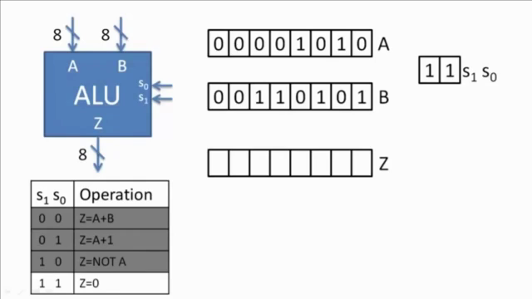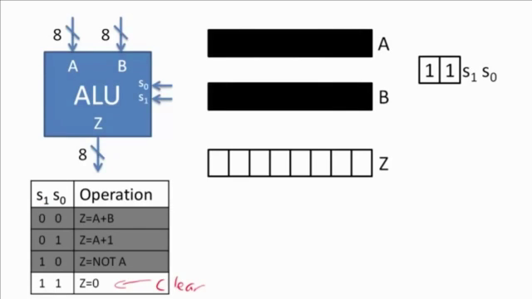Finally, if we change the control bits again, the ALU will perform a clear operation, which means that we will set the contents of a register to 0. For this operation, the ALU ignores both inputs and simply sends out the value 0.